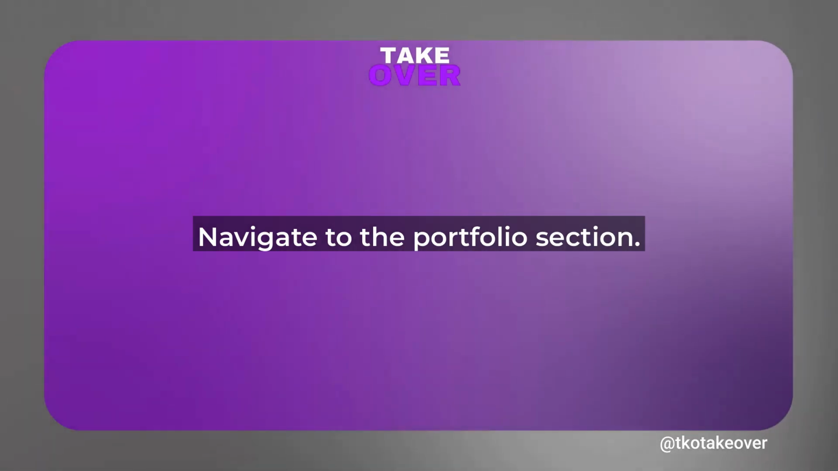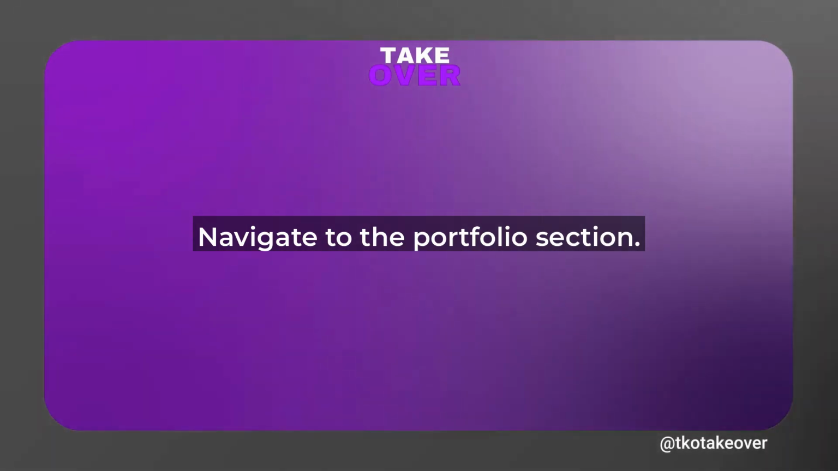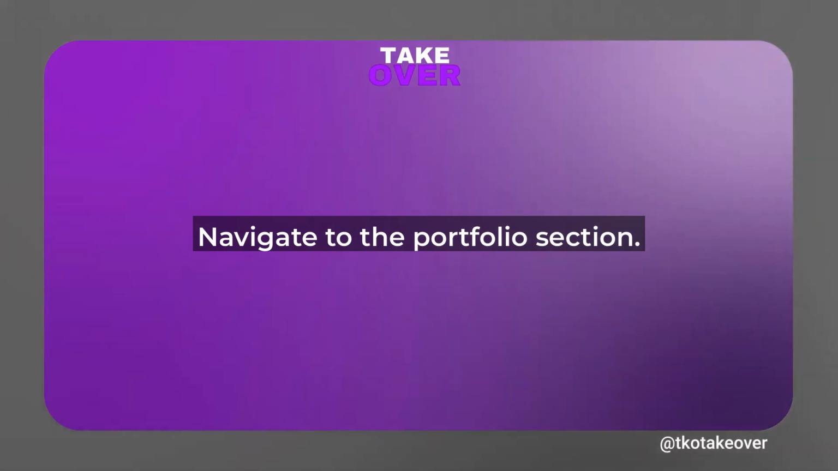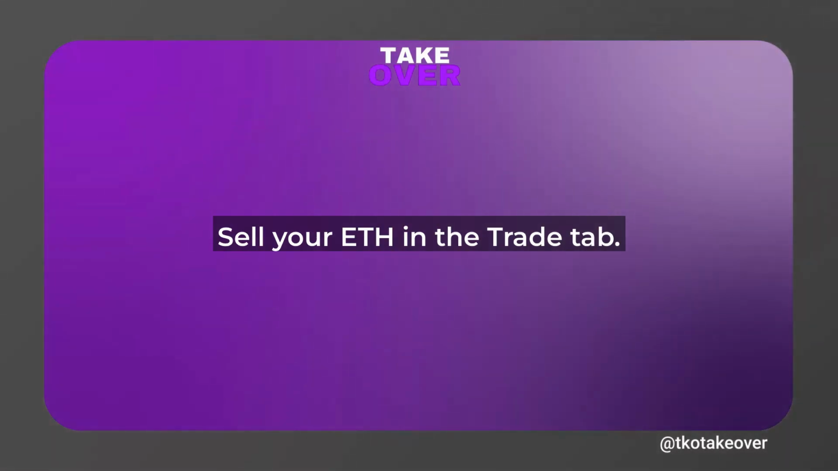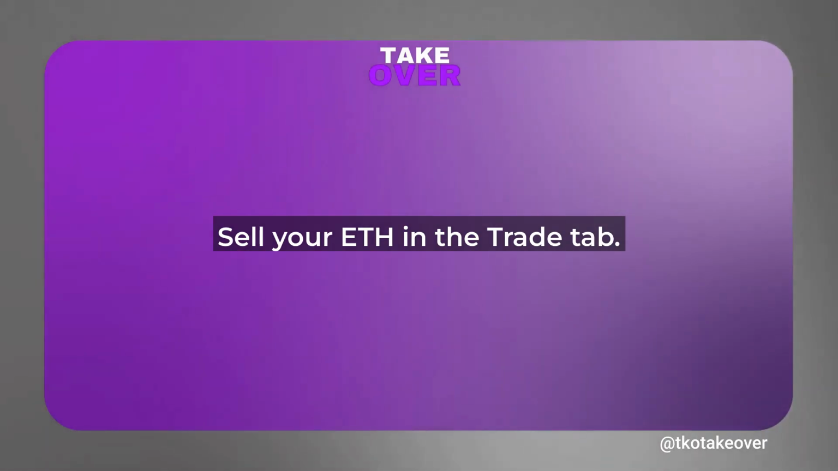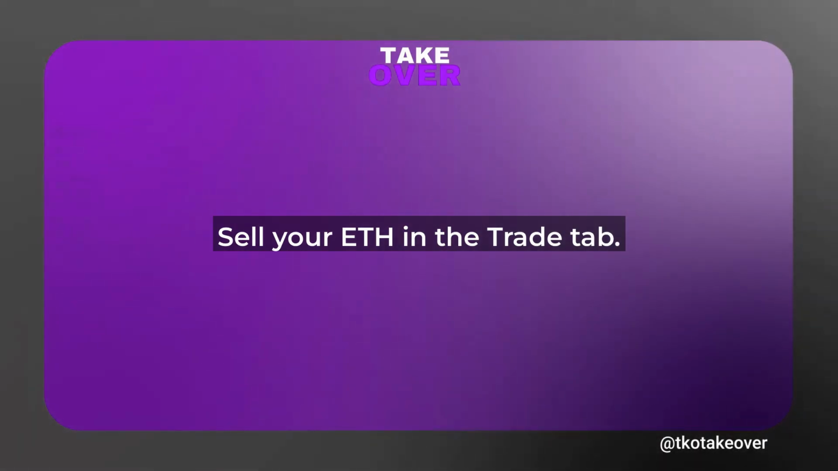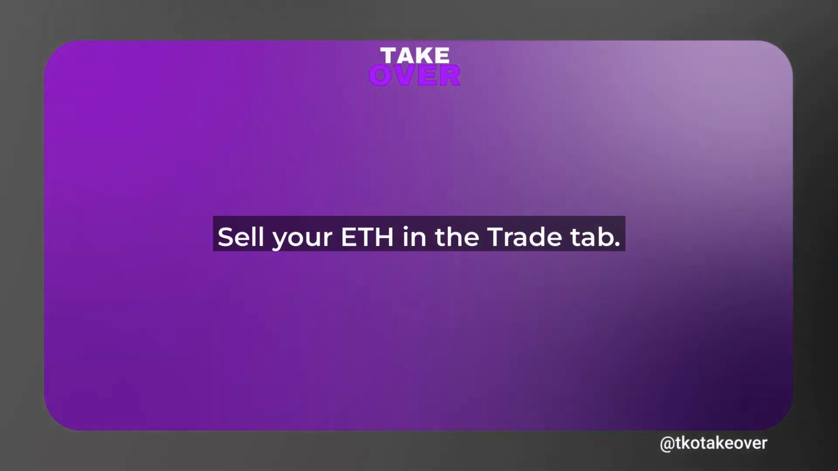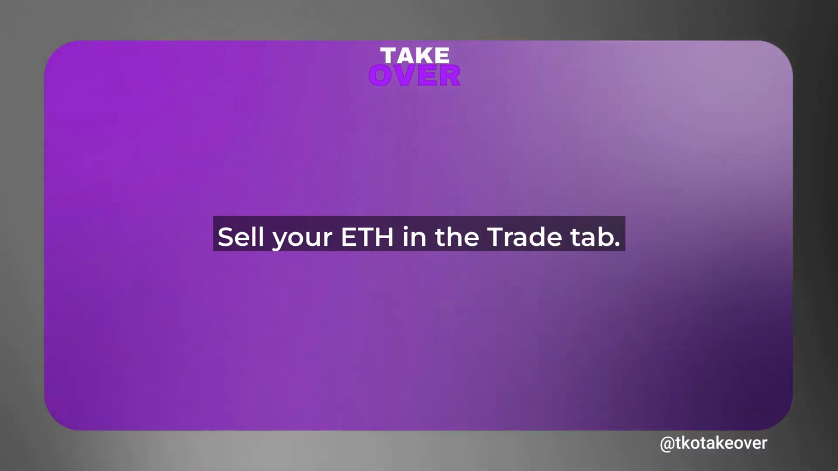First off, ensure you have the latest Coinbase app installed on your phone or access the website on your computer. Log in with your secure credentials. Remember, always use two-factor authentication for safety. Once you're in, head straight to your portfolio section. Here, you'll see all your assets, including your ETH balance.